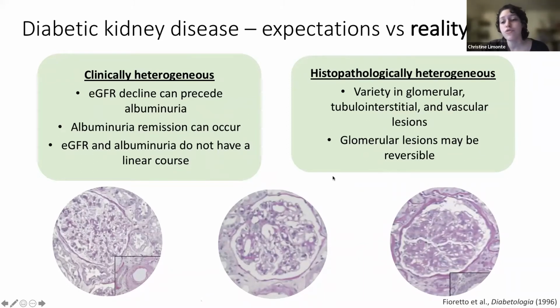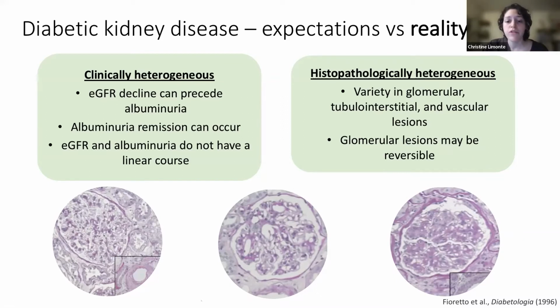Histopathologically, there's also a tremendous variety in glomerular, tubulointerstitial, and vascular lesions. Severity of lesions doesn't always align with the clinical course, and the degree of injury in one compartment, like the glomerulus, doesn't always correspond to that seen in other compartments, like the tubulointerstitium. Also, glomerular lesions, pre-global glomerulosclerosis, may be reversible. And this has been shown in pancreas transplant recipients who've had serial kidney biopsies.